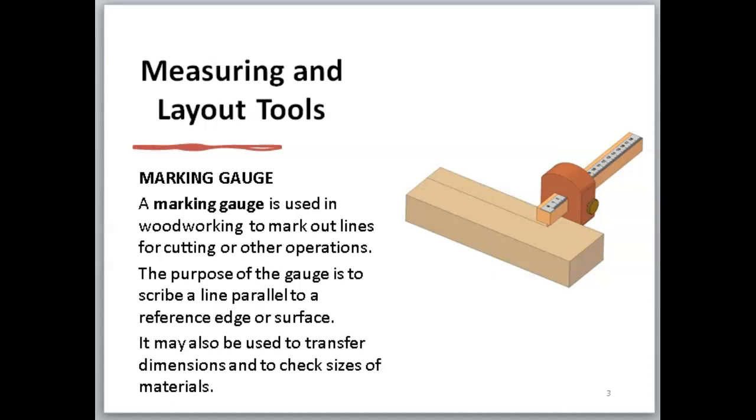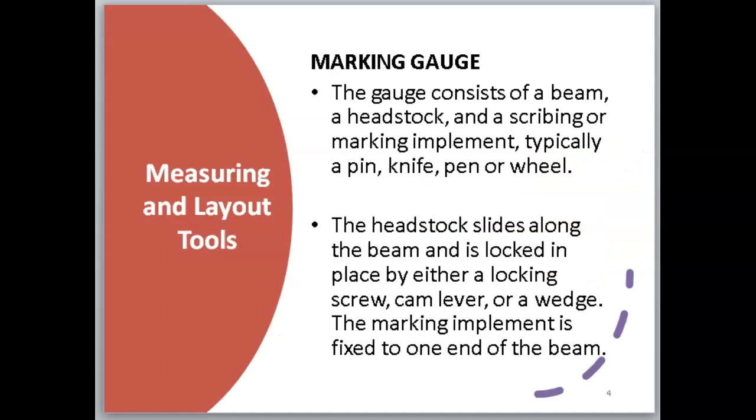The diagram on the right shows you how the marking gauge is used to scribe lines parallel to a reference edge or surface. Now, the gauge consists of a beam, a headstock, and a scribing or marking implement, typically in the form of a pin, knife, pen, or wheel. The headstock slides along the beam and is locked in place by either a locking screw, a cam lever, or a wedge. The marking implement is fixed to one end of the beam.